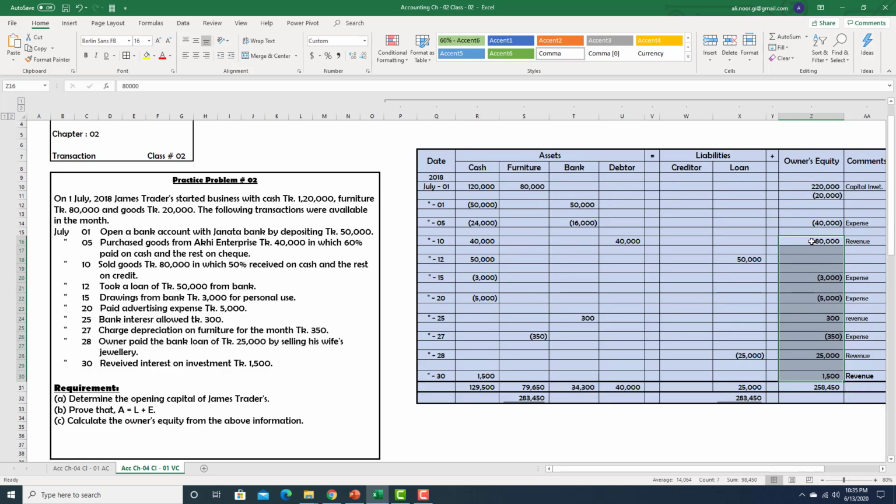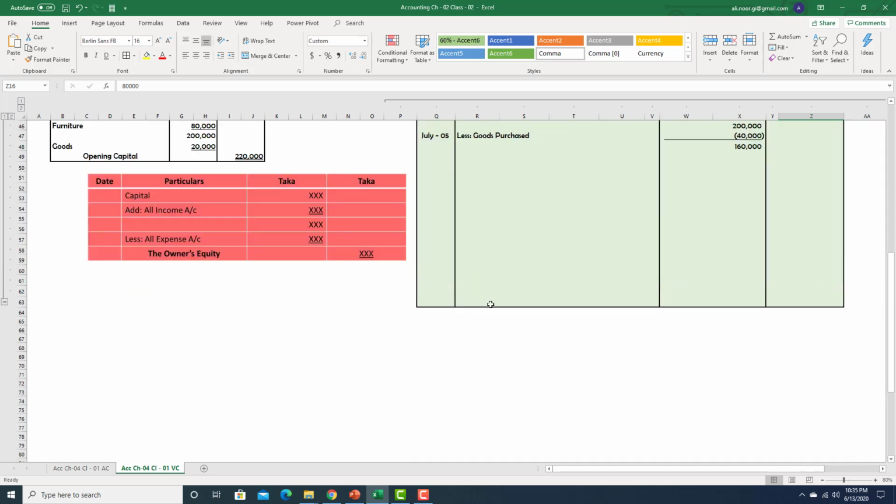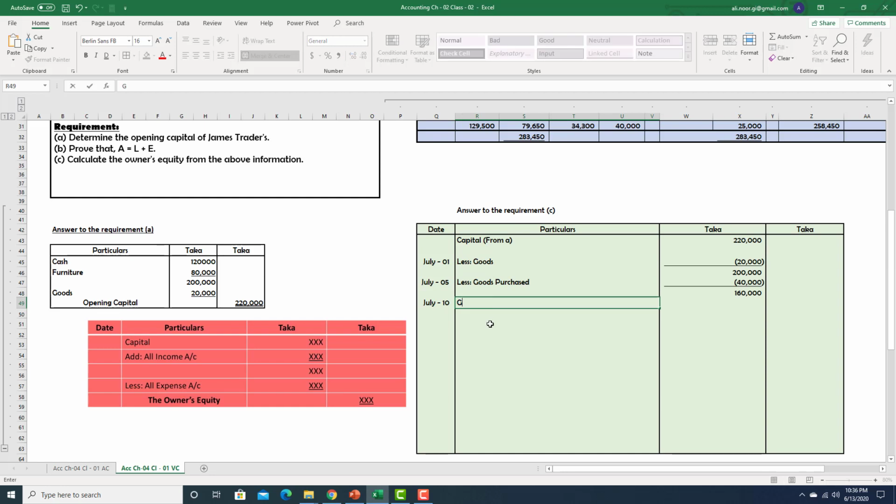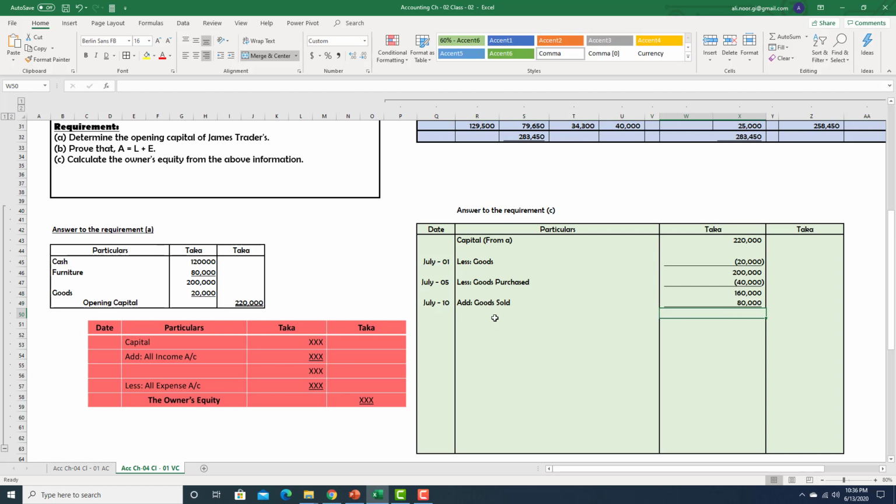So let's do it. 80,000, this is a positive value, and so far I remember it is from goods sales. Yes, of course, goods sold. So this is July 10, so I can write here July 10, add goods sold taka 80,000. Then I can sum these two, and I will get 2,40,000.